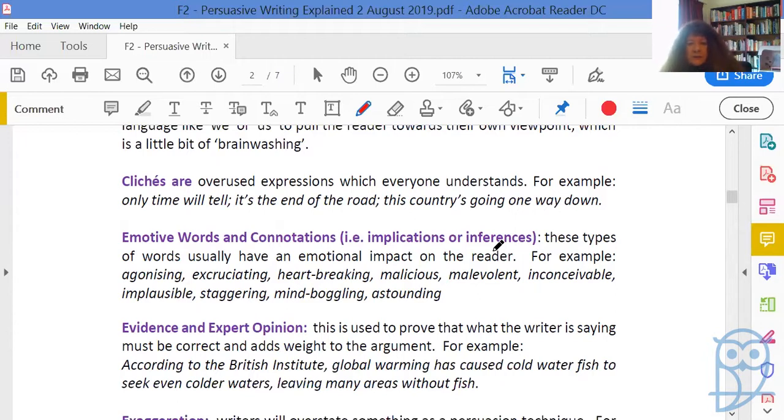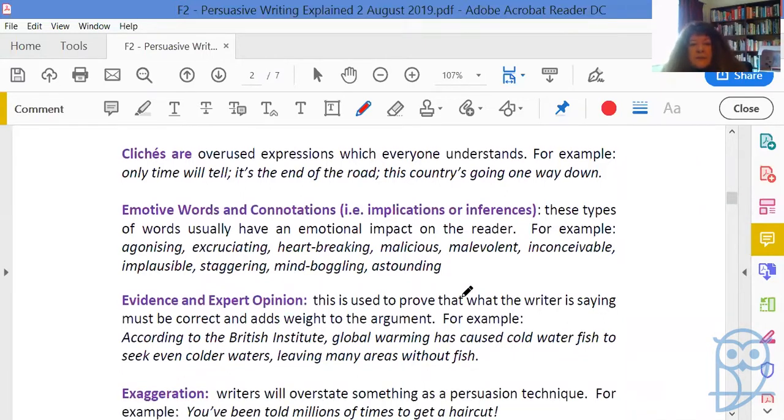Look at these words. What do they make you think straight away? Agonizing, excruciating, heartbreaking, malicious, malevolent, inconceivable, implausible, staggering, mind-boggling, astounding. So that's right. If I show you everything from pain and disparity and heartbreak, evil, these are the kind of words you should try to be using in your essays because they're very powerful. They're just like adjectives and adverbs. So they are very emotive. They're made to make you think and to try and persuade you around to someone's way of thinking.